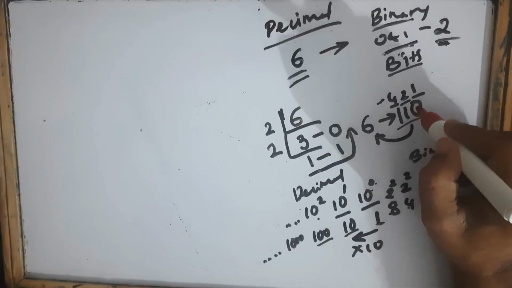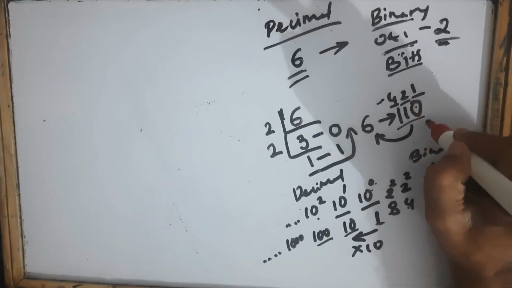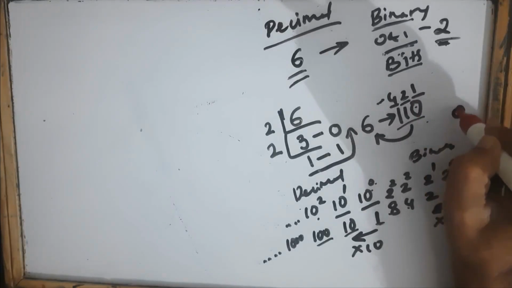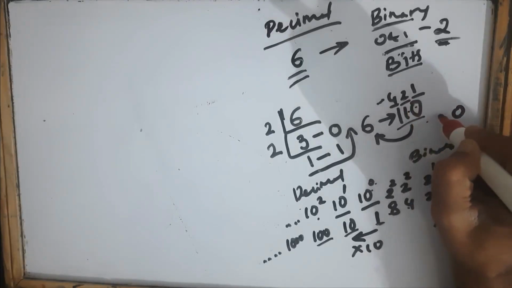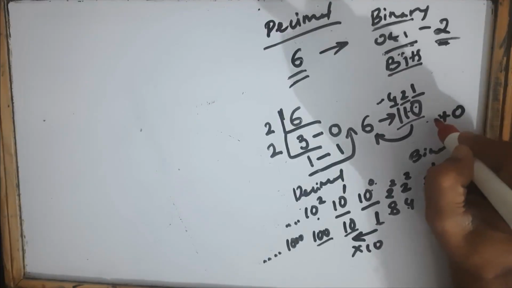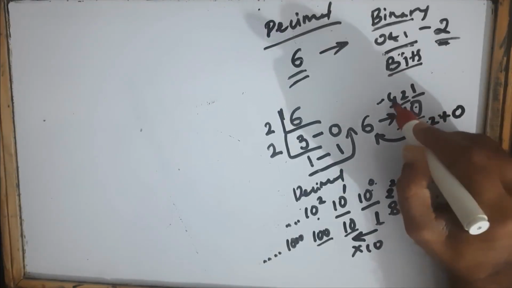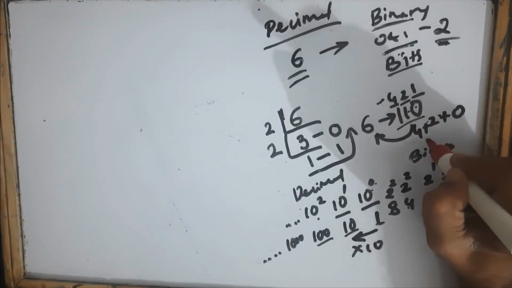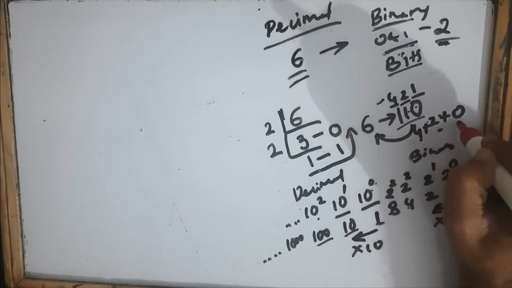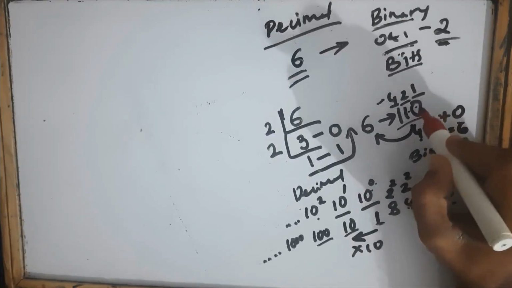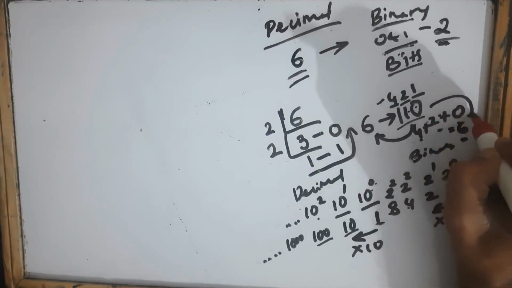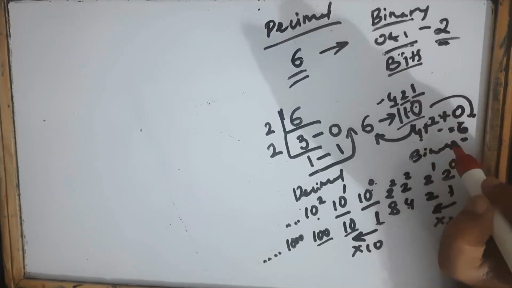So now 0 into 1, 0. 1 into 2, 2. Plus 1 into 4, 4. Now 4 plus 2, 6. 6 plus 0, 6 again. So 6 is converted. We can convert 110 like this by multiplying with the place values.